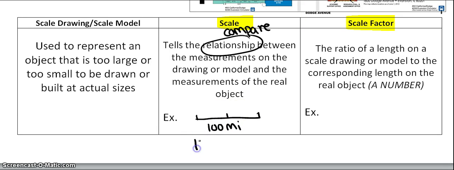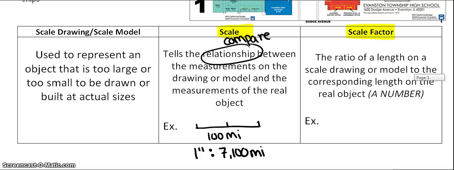Another scale you might see is like 1 inch to 7,100 miles. That should look familiar from something. So this is another way of representing a scale. This colon means corresponds to. So 1 inch corresponds to that many miles. So this might say 1 inch on the map is 7,100 miles in real life.